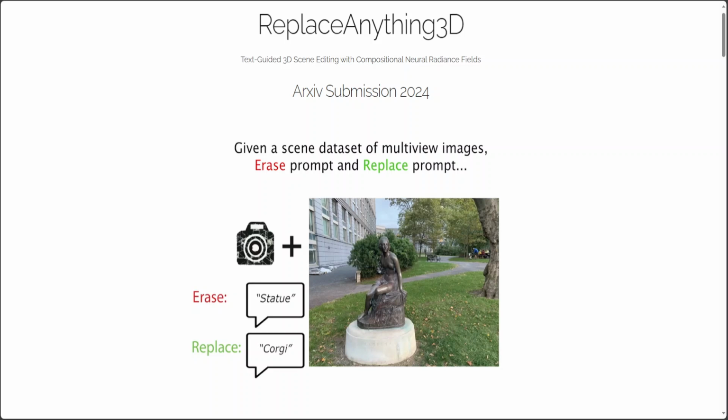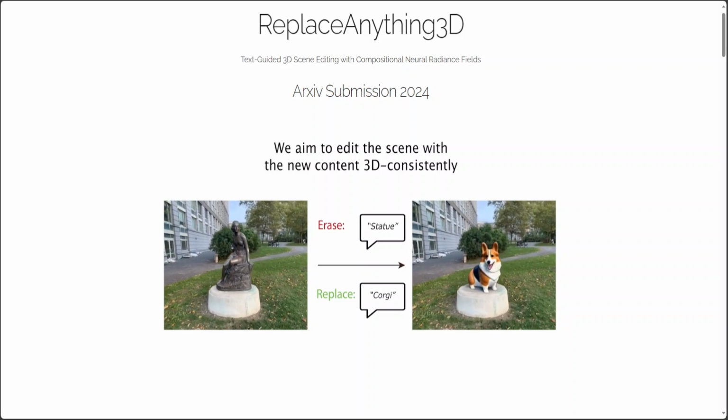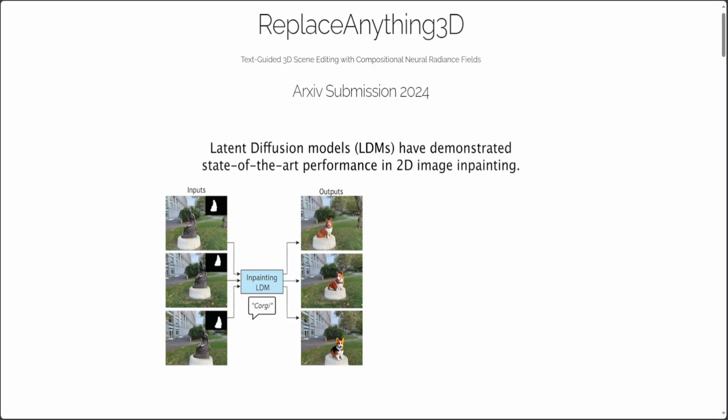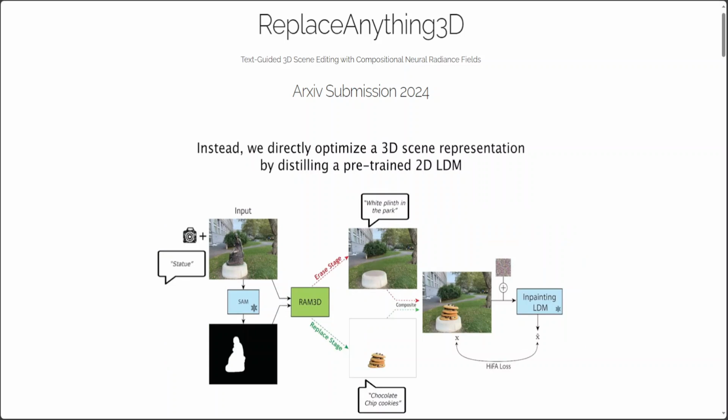Look at your screen, there is a park scene with a white plinth. On the left hand side on that plinth we have a statue, and with the help of this model we are replacing that statue with a corgi dog on top of that plinth. The way it is happening is that on the left hand side we have inputs, and then this model is converting it into this corgi dog, which is a small Welsh breed of dog. Anyway, if you look into this further, the model is quite interesting.